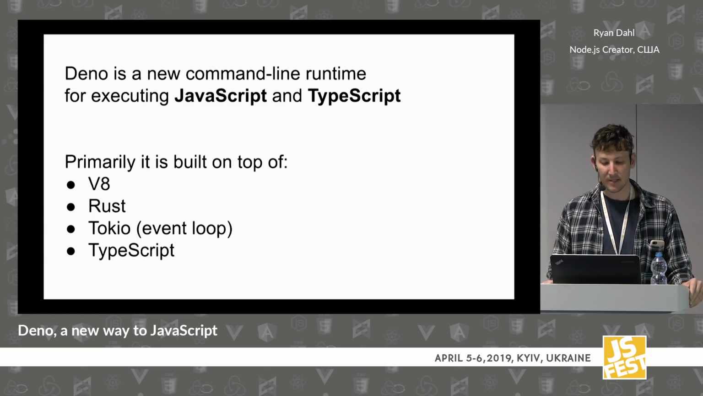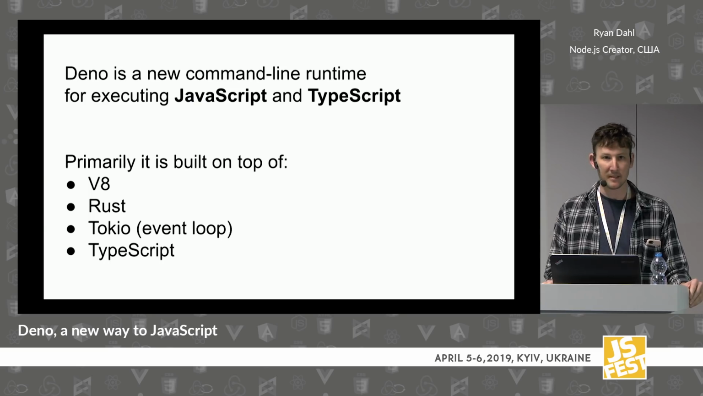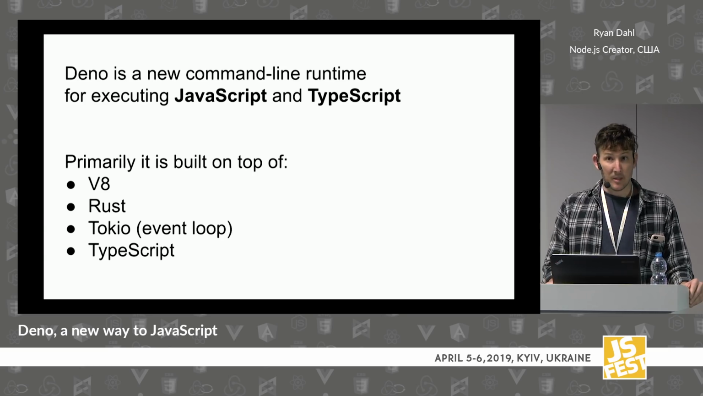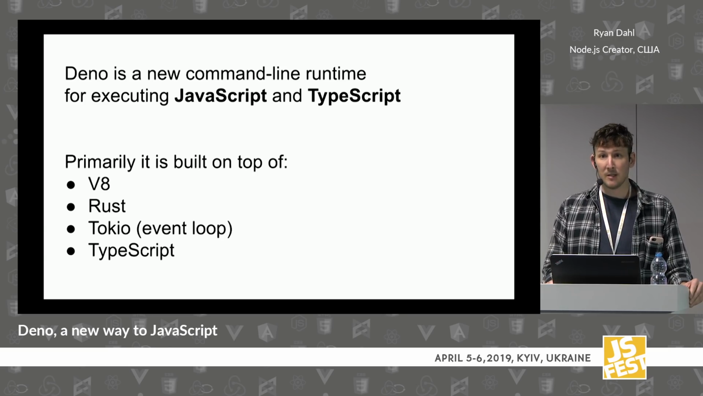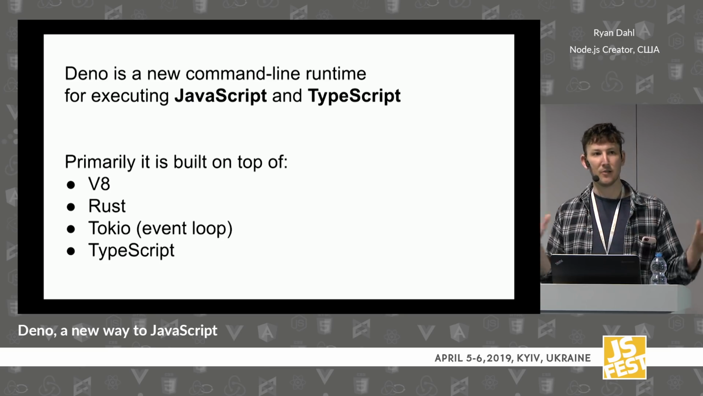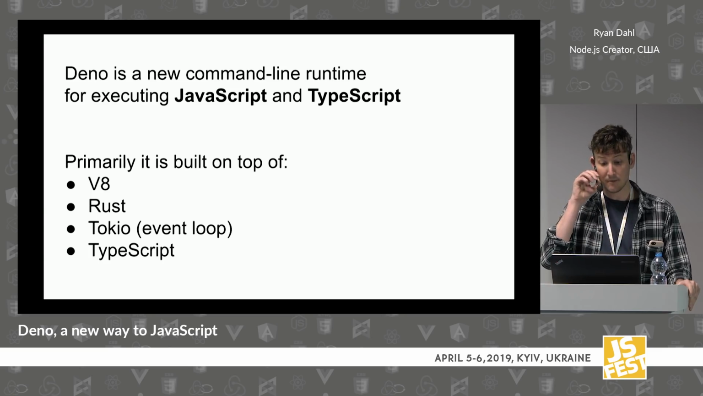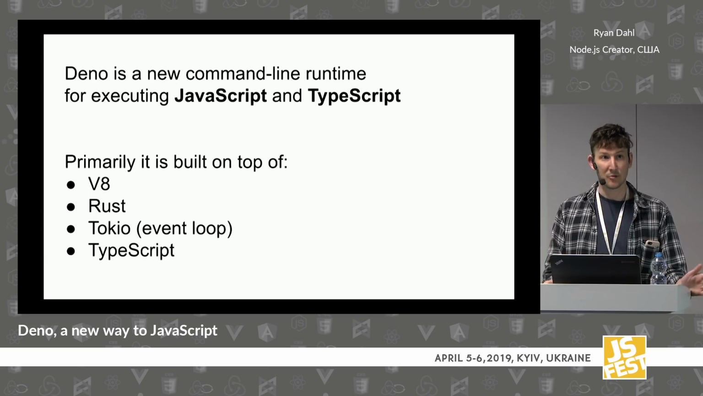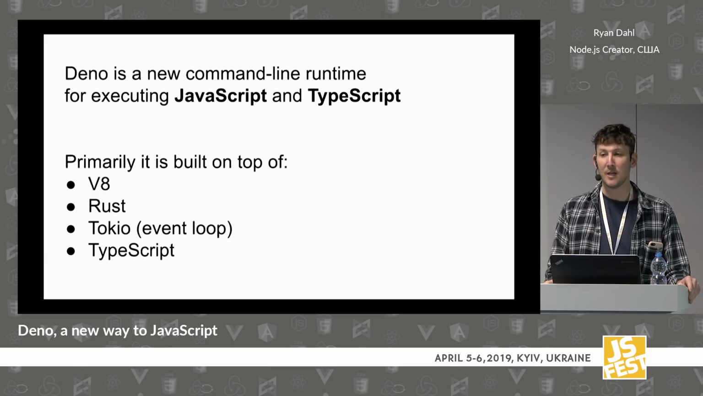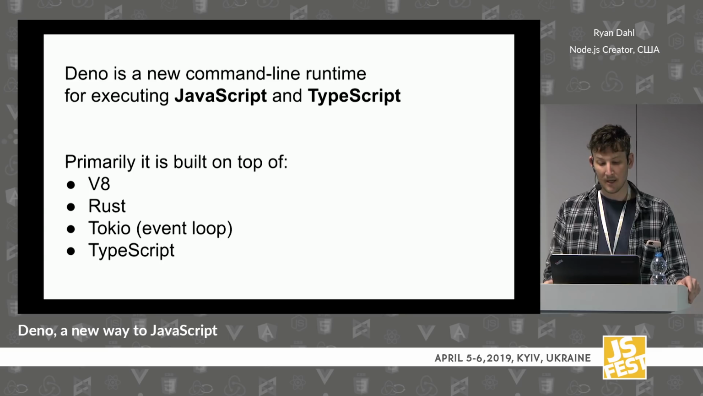So, like I said, Deno is a new command line runtime. It's a new code base. It's probably 8 months old, maybe even a year old at this point. And just to orient you in the world of software, this is primarily built on top of V8. V8 is the JavaScript runtime inside of Chrome, which is the same VM that Node uses. Deno is written in Rust instead of C++.